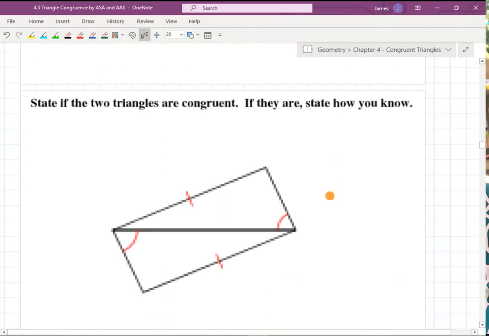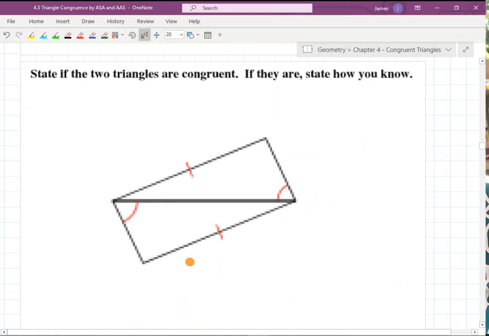In your homework, they're going to ask you questions like this. They're going to say, state if two triangles are congruent. If they are, state how you know. So how you know would be that they're side, side, side, side, angle, side, or angle, side, angle, or angle, angle, side. Well, what would be the third side that you know, or the second side that you know here?